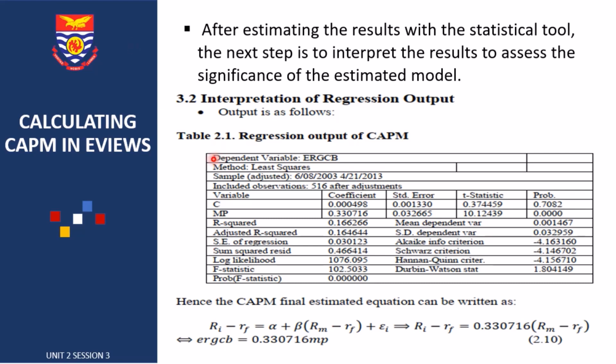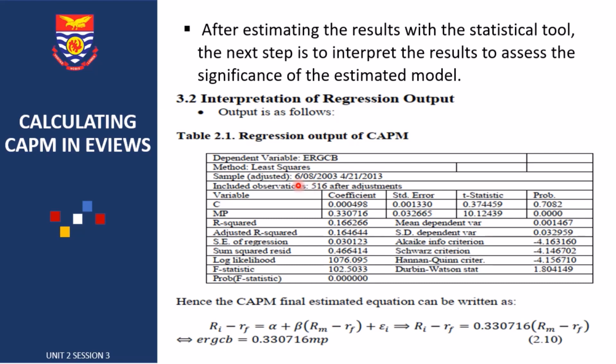So you could clearly see that this is our regression output from the CAPM after the model estimation. The upper part deals with the descriptives, where we have the dependent variable stated as the excess return of the Ghana Commercial Bank, and the method has been stated as the least square, that is the OLS, and the sample period has also been given. We had 516 observations after a series of adjustments. That is after transforming the prices into return series and maybe other adjustments.